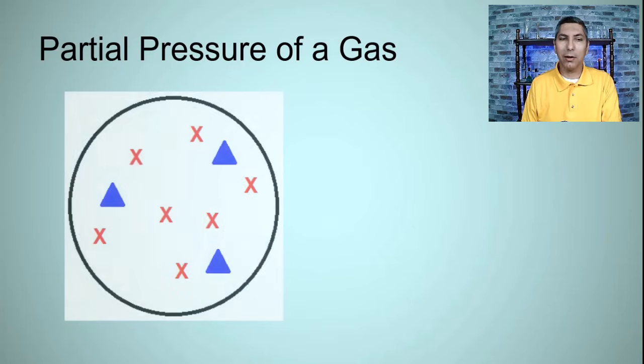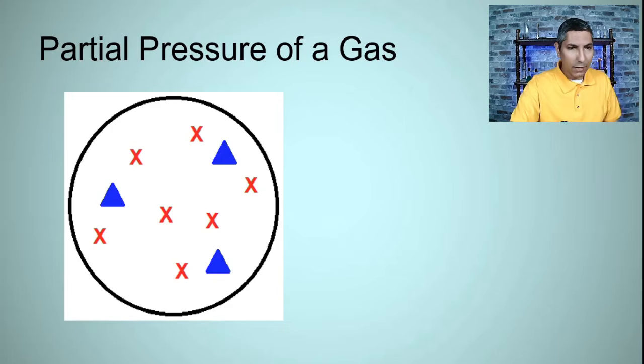Now, as we jump into the concept of partial pressure of a gas, let's take a look at a diagram to help us understand what's going on here. In this diagram, we have a total of 10 molecules. 7 of these molecules seem to be red X's, and 3 of these molecules seem to be blue triangles.